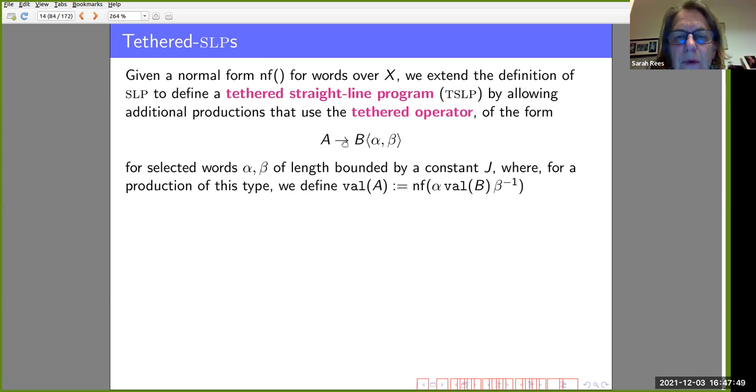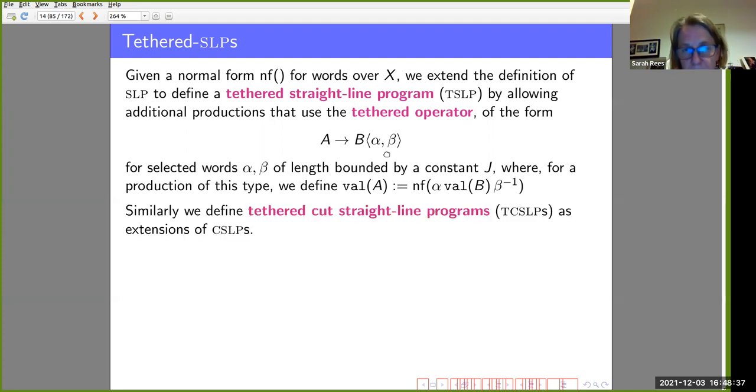So the point is that if we add operators of this form, we can, as you saw, express the short-lex minimal representative of V1 and V2 in terms of the short-lex minimal representatives of the individual words V1 and V2. So we've found a way of dealing with productions of the form A goes to BC in hyperbolic groups using a mixture of this operator and the cut operator. So the compressed word problem for hyperbolic groups is solved using a mixture of cut operators and these tether operators.